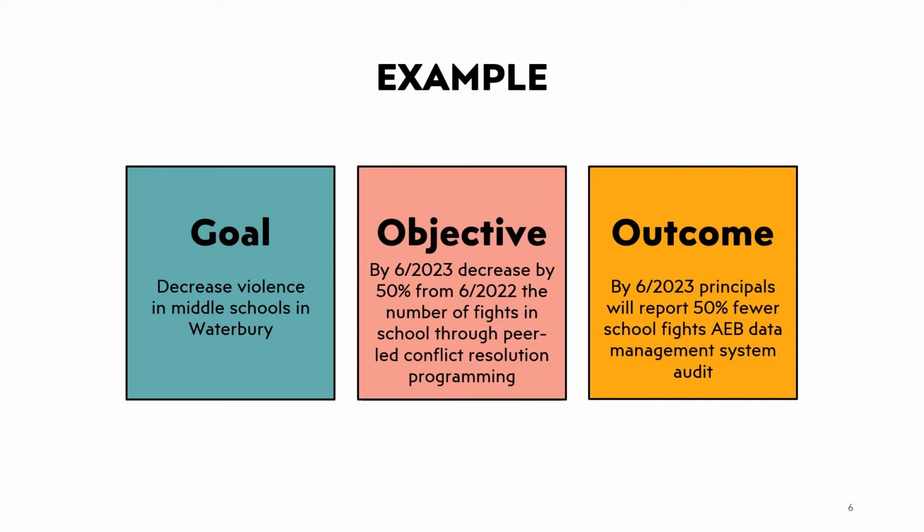So there's a data management system that's used by the principals in the school to track the number of incidents where the school resource officer is called, or the principal is called, or it's observed on a camera in the school, and those are tracked through this data management system. So the outcome is that piece of data. What's that number at the end of 6/2023? So this is an example of how you could set up your goal, your objective, and your outcome.